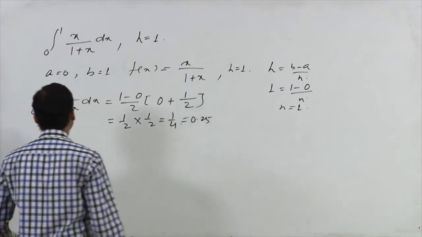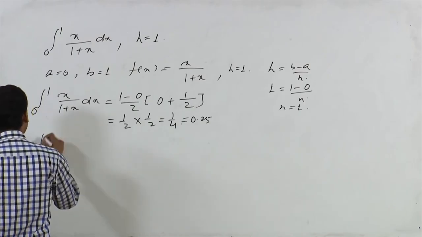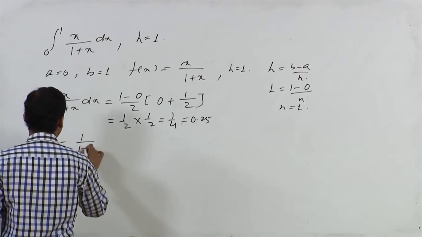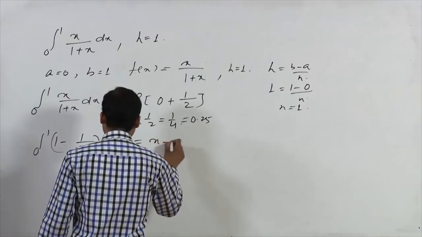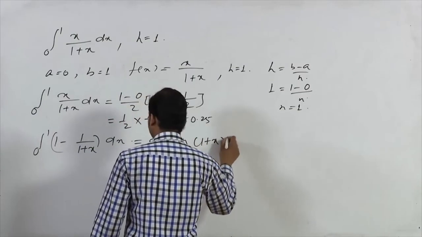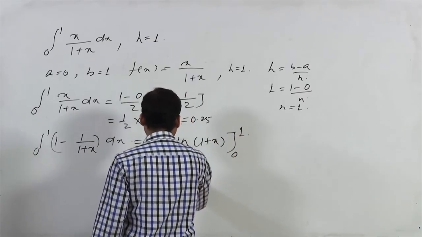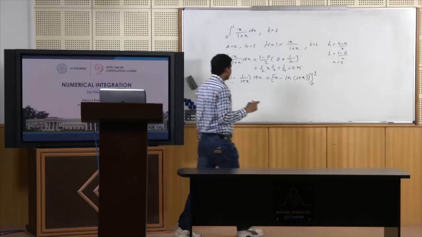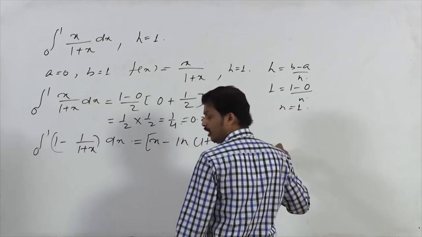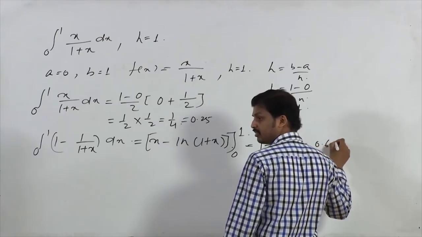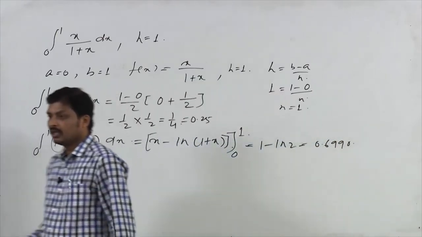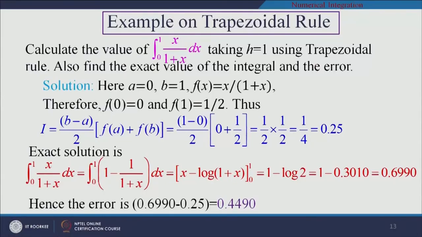And if we go for the analytical solution, I can write this as the integral from 0 to 1 of 1 minus 1 by 1 plus x dx. This can be written as x minus ln of 1 plus x over the range 0 to 1. So, it is 1 minus ln 2, and this value gives 0.6990. If we calculate the difference to find the error, 0.6990 minus 0.25, the error comes as 0.4490.